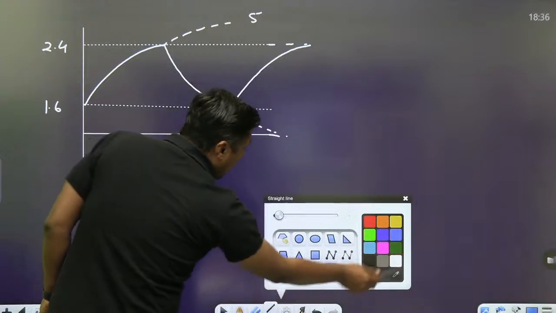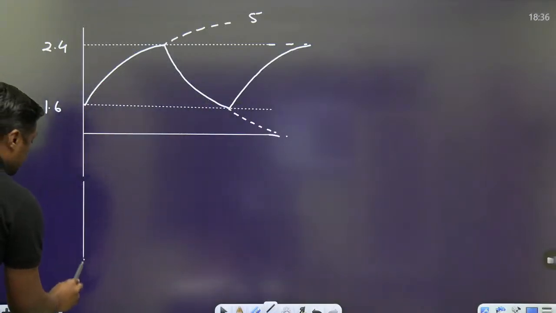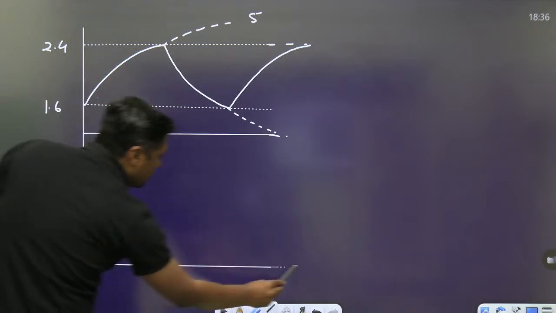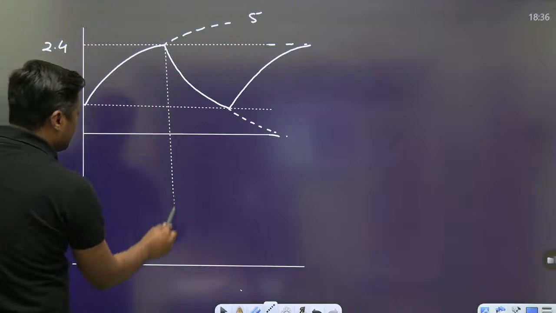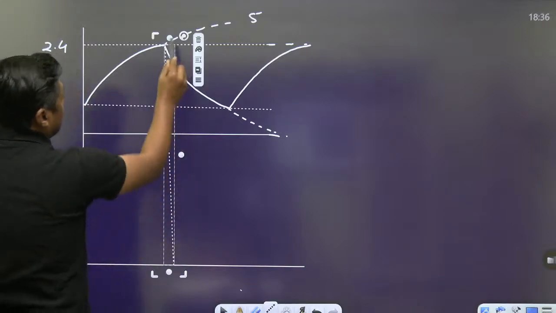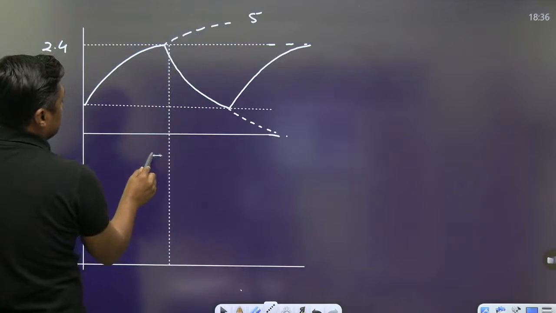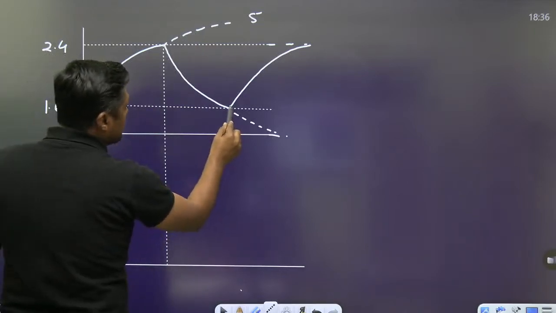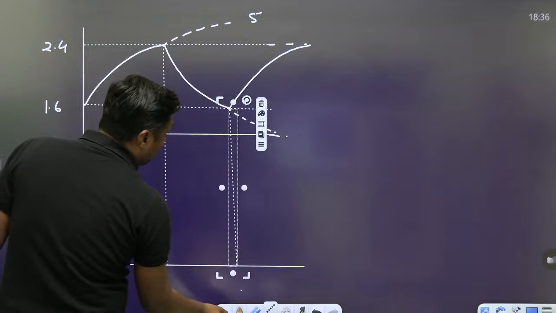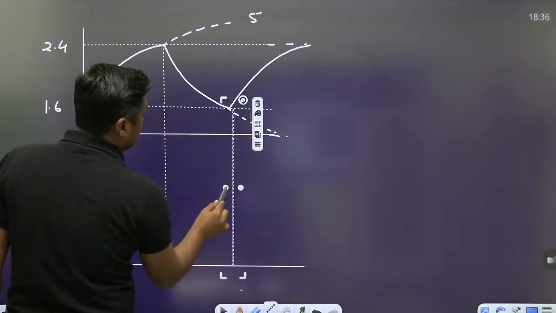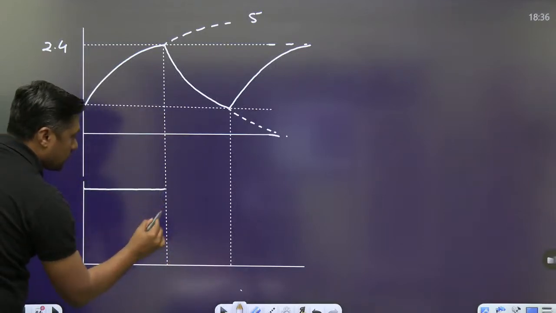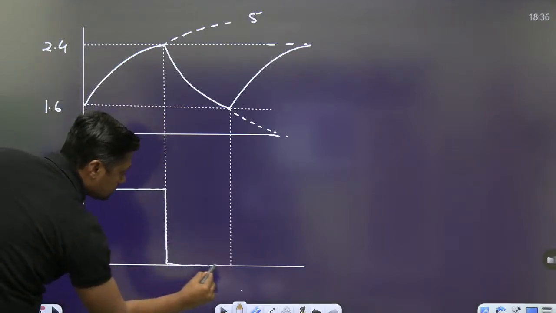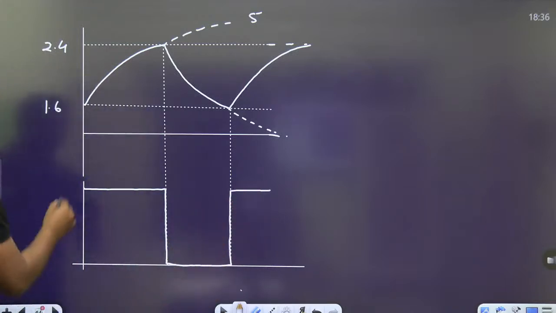Now, it will charge up towards 5 volt because it is given. When it will charge, what about the output voltage? Please watch this diagram. When it will charge, the output voltage will be 5 volt. When it will discharge, the output voltage will be 0 volt. Okay. And so on. So this is a square wave, 5, 0.